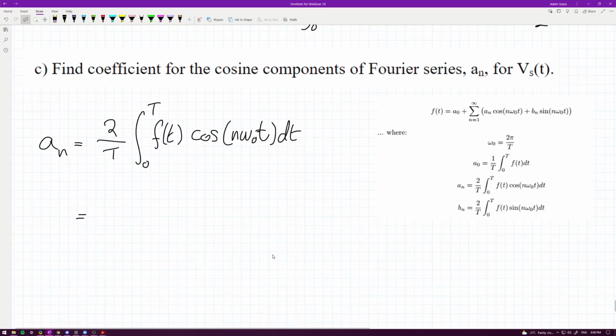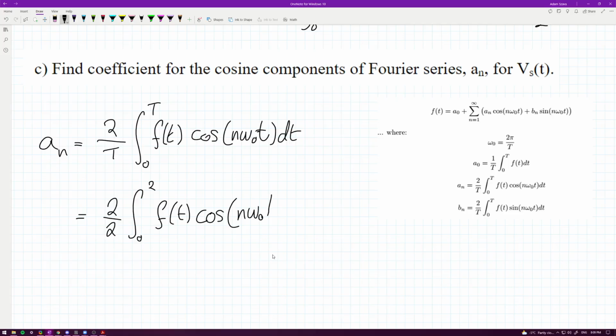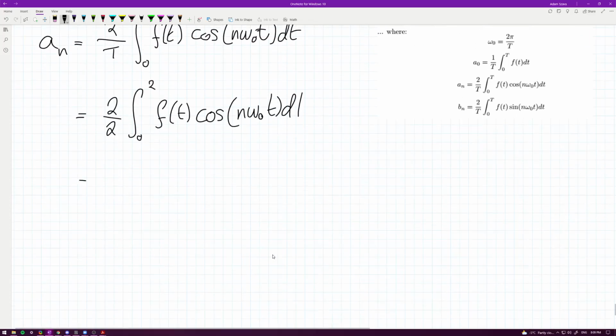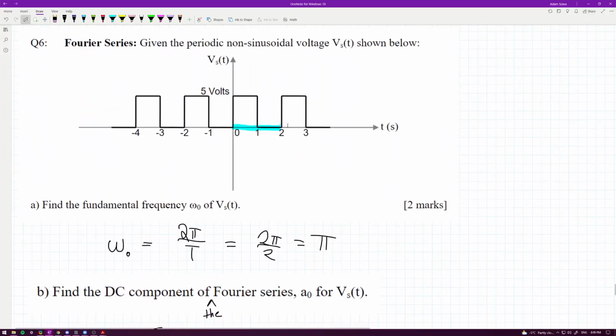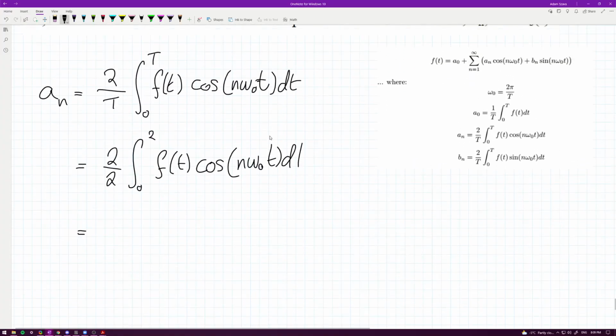So anyways, this is 2 over 2 times the integral from 0 to 2 of f of t cosine n omega 0 t dt. So that's just 1 in front. Now let's look at our function from 0 to 2. All I really care about is 0 to 1, because from 1 to 2 it's just 0. So I can break this up.